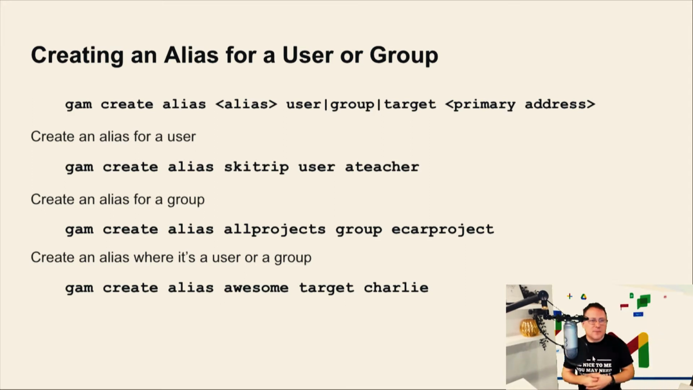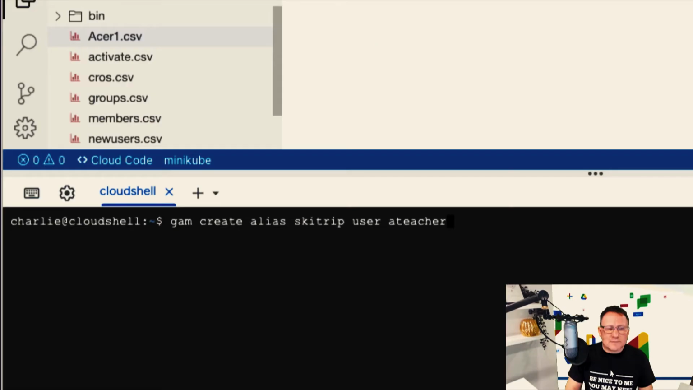So let's go on and create some aliases in just a second. The first one is going to be a user, and the user is called a teacher at whatever our domain is. And we're going to give that teacher the alias ski trip. So email sent to ski trip at our domain will go to a teacher. Similarly, we'll set up all projects, and that will be an alias for our group e-car project. And just to show you how that target works, you create an alias called awesome for the target user, Charlie.